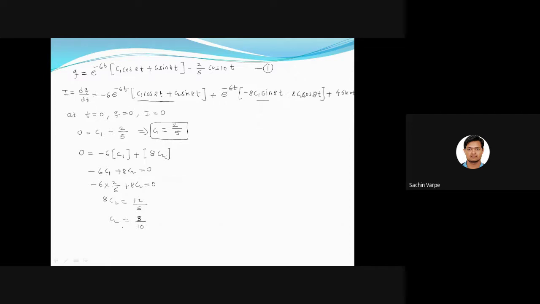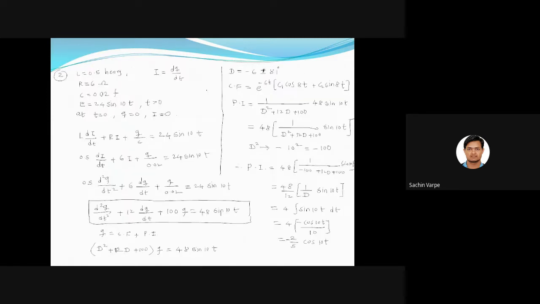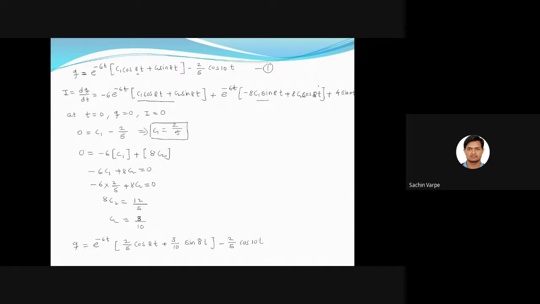So with these C1 and C2, the expression for instantaneous charge Q becomes Q is equal to e to the power minus 60t into C1, that is 2 by 5 cos 8t, plus C2, that is 3 by 10 sin 8t, minus 2 by 5 cos 10t. Is it 8 here? Please check. Yes, sorry, it is 8 and this is 10, right? Perfect.